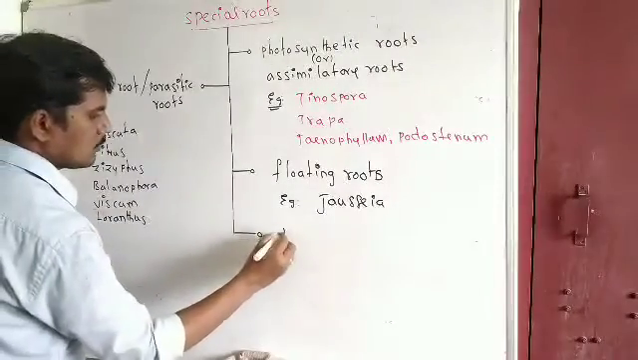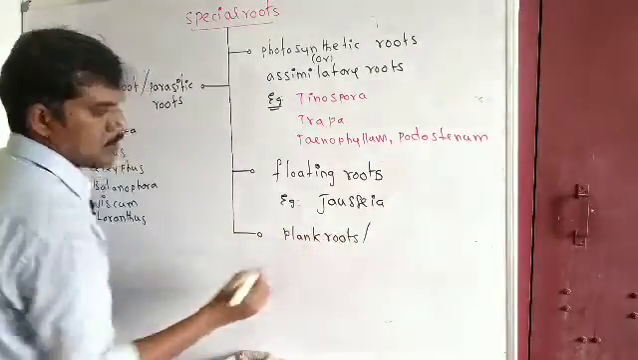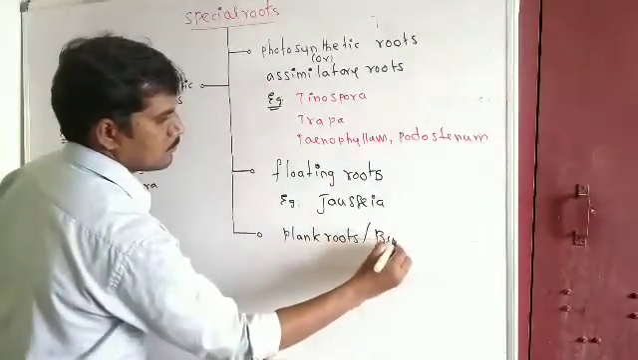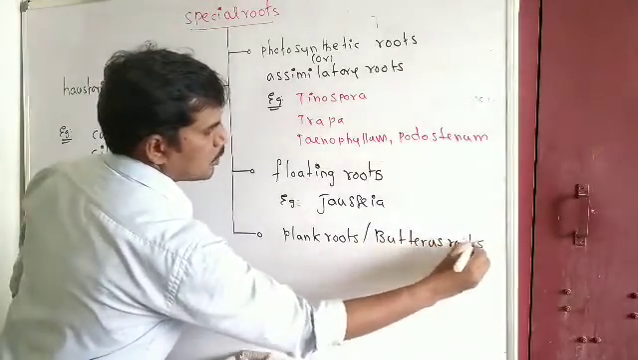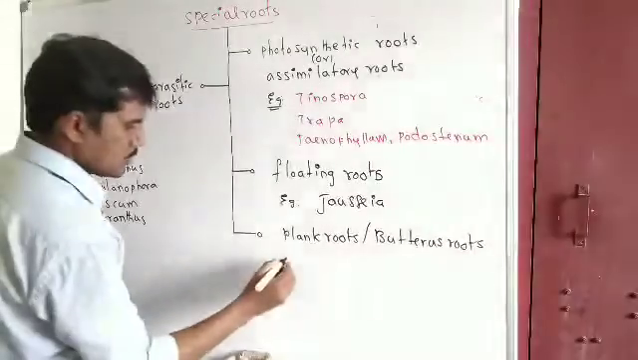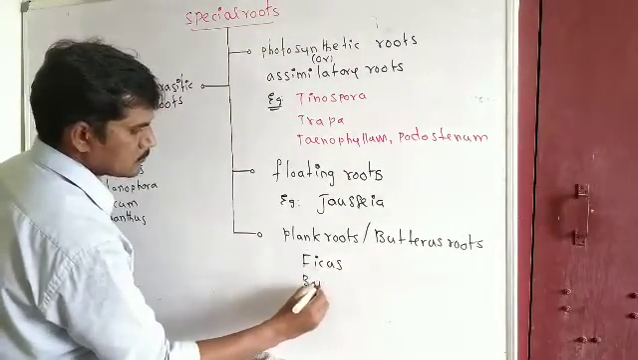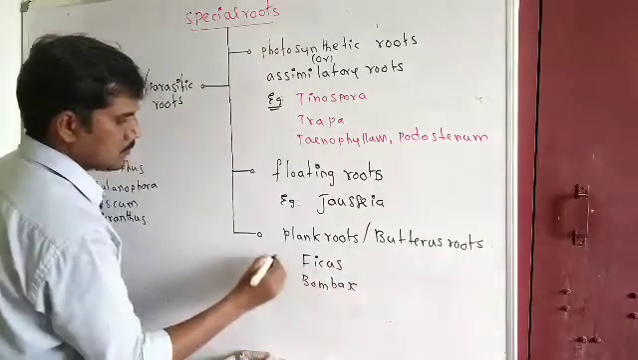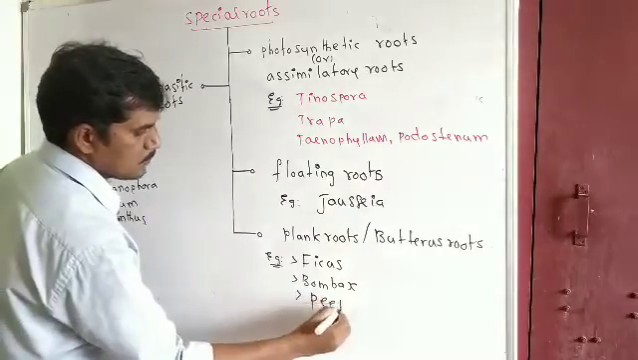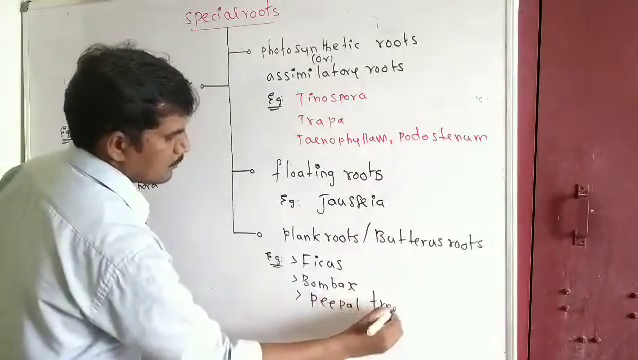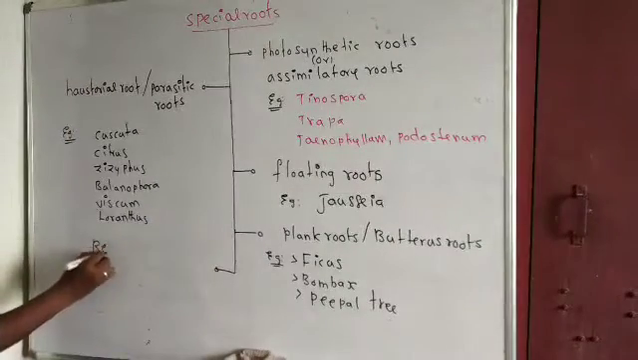The next one, plank roots or buttress roots. Important, buttress roots. Normally this type of roots is seen in Ficus, Bombax, and peepal tree.